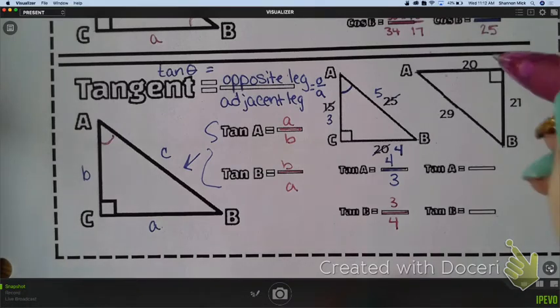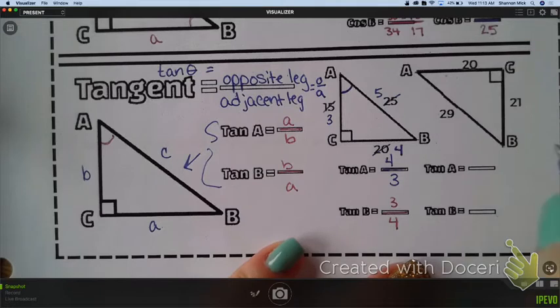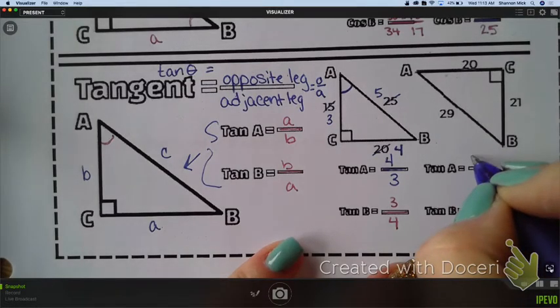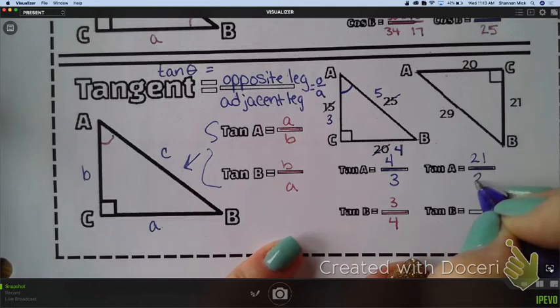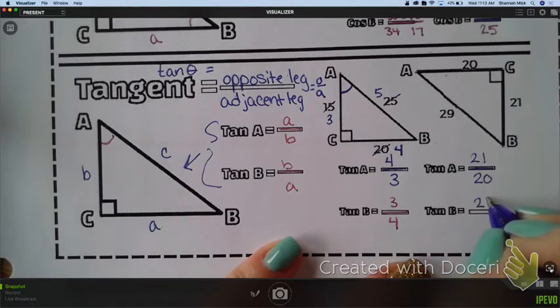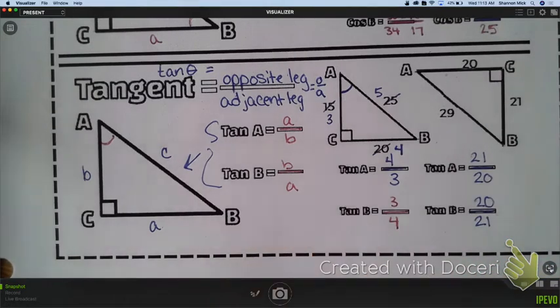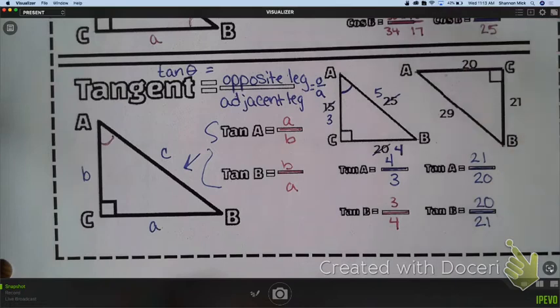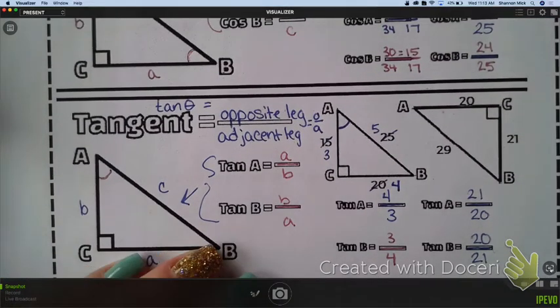Okay, so do the next one on your own. You should have gotten 21 over 20 for A, and 20 over 21. So you are going to be using those today. And I would suggest that every time you do sine of A, you write opposite over hypotenuse, so I can remember them, right?